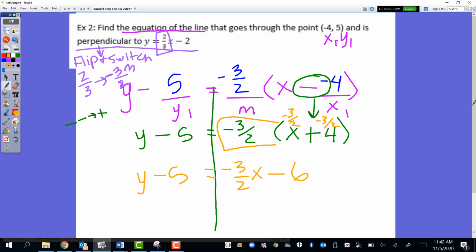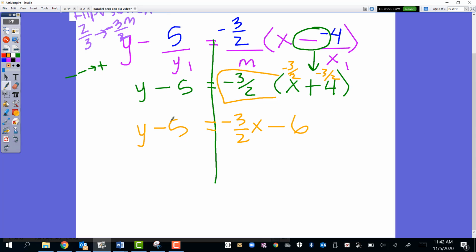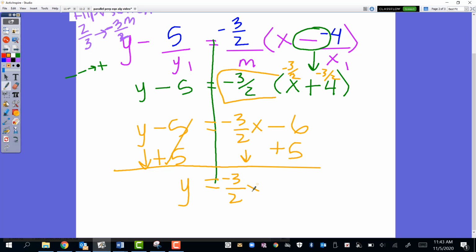Equal sign. And then last step, I need to move this naked number to the other side. I have to do the opposite. So it says minus 5, so I'm going to plus 5. Plus 5. Okay, this cancels. This drops down just y equals. We like that. Negative 3 over 2, that does not change, so I put that. Negative 6 plus 5, you type that in decimals, you get -1. And then this is my answer.